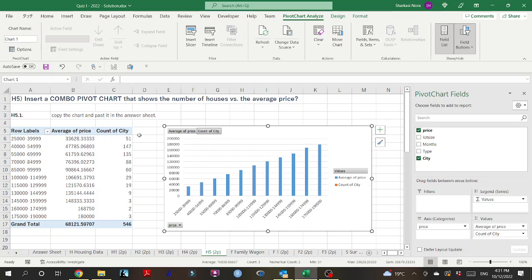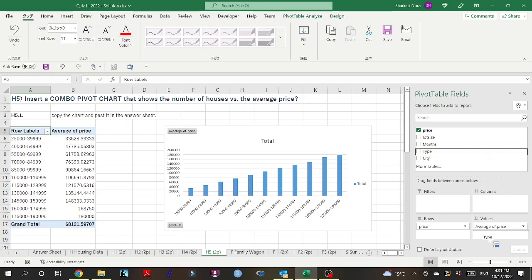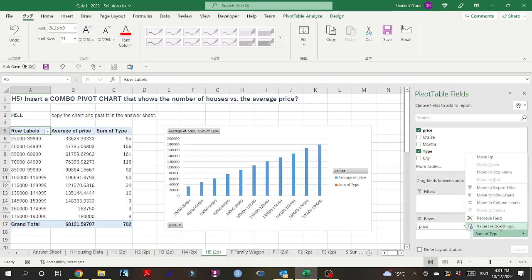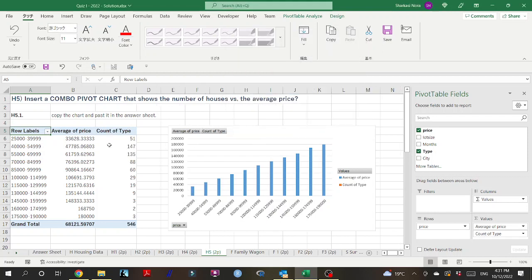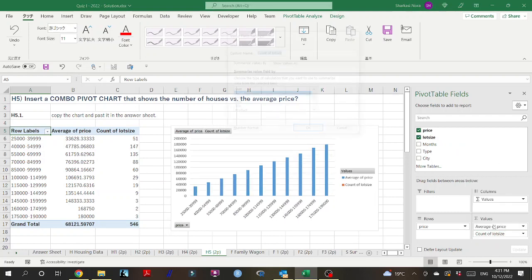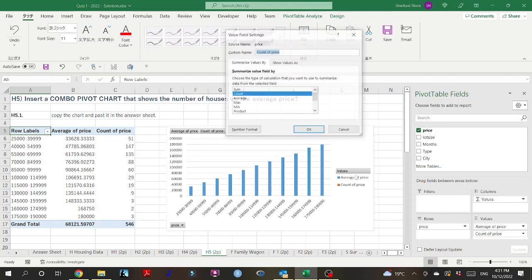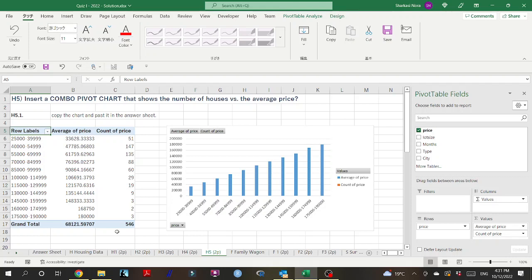So you see, here's the count of city. Do you see 51, 3? Take the count of city away, put the count of type. I just want to show you the value. Okay, here's the count, 51, 3. Now take the count of type, put the lot size. Same. Do you see? Just counting any of these variables will give you the count of houses. So the number of houses is basically the count of any of these variables. Even if you take the price itself and count it here, price, value, count, it's going to be the same.